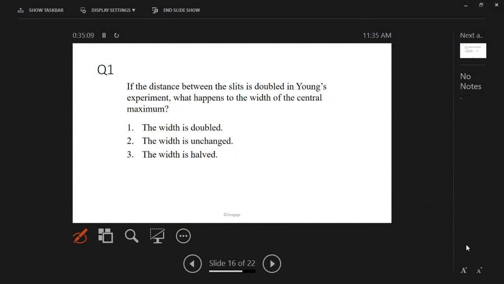The first question is this: if the distance between the slits is doubled in Young's experiment, what happens to the width of the central maximum?